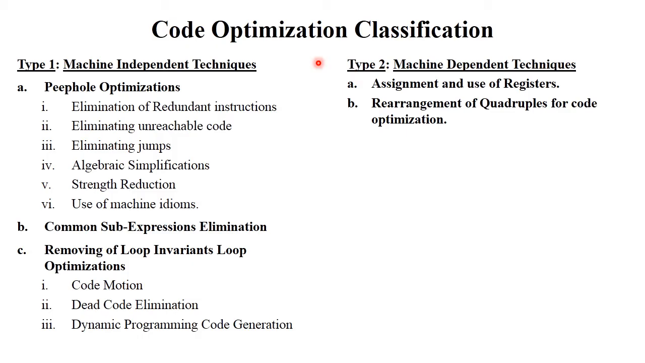Optimization classification. There are two types: machine independent techniques and machine dependent techniques. Machine independent techniques include peephole optimization, common subexpression elimination, and removing of loop invariants. Machine dependent techniques again have two types: assignment and use of registers, and rearrangement of quadruples for code optimization. Clear? So let's see one by one how exactly code optimization works.